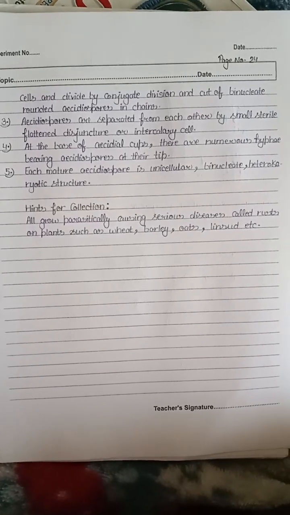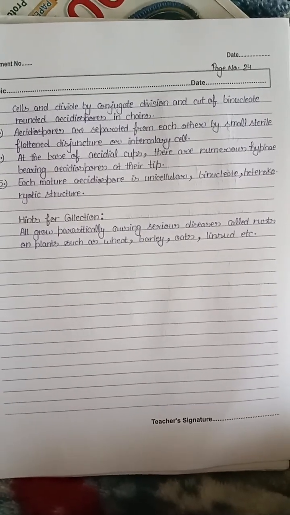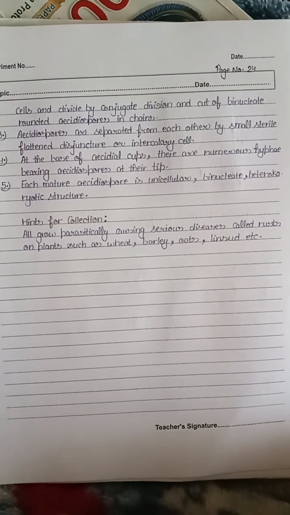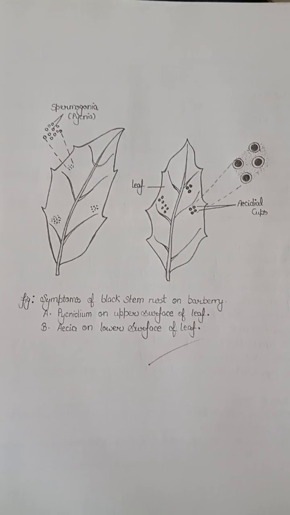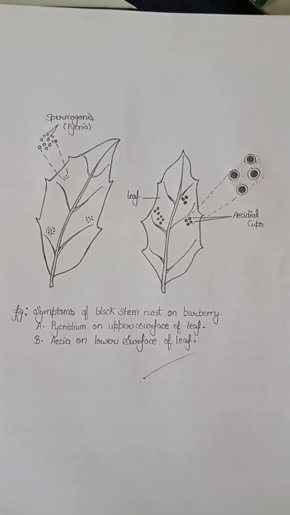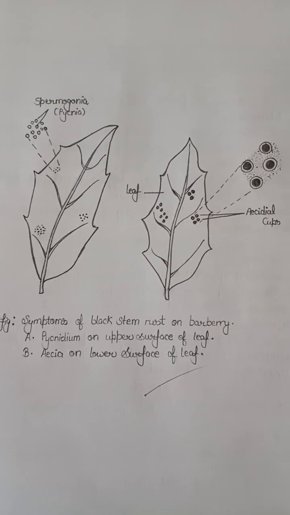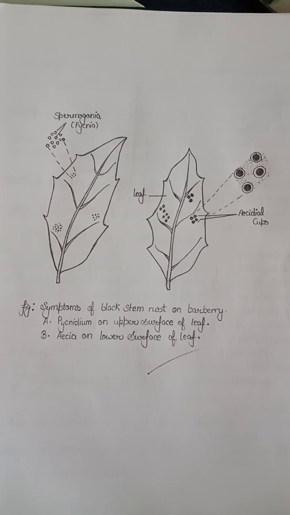Here are hints for collection. All grow parasitically causing disease called rust on plants such as wheat, barley, oats and linseed etc. Here by diagrammatic view, symptoms of black stem rust on barberry, pycnidium on upper surface of leaf and aecidia on lower surface of leaf are represented.